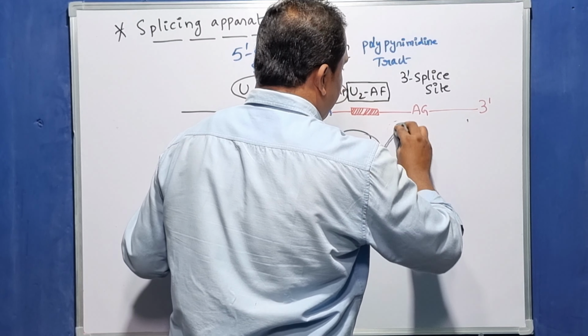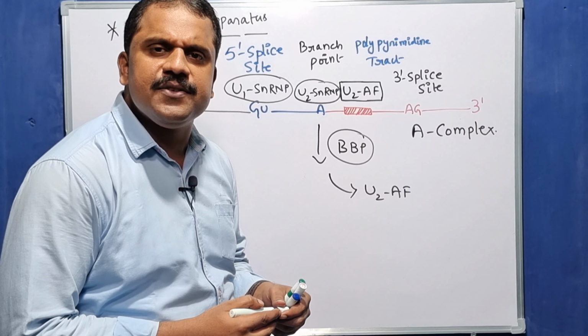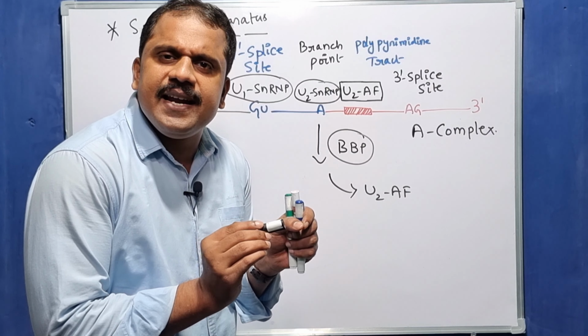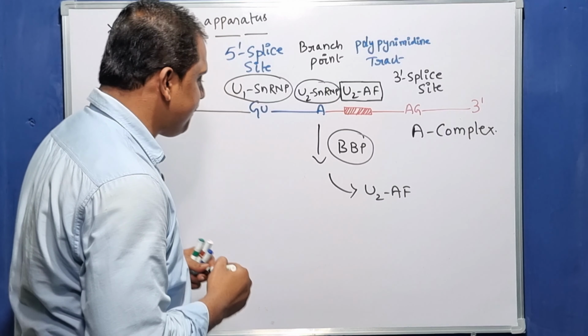After the successful formation of the A complex, in the very next step, the U2AF factor, which was initially recruited to the polypyrimidine tract, successfully dissociates from its respective site. Once the U2AF factor dissociates, some more snRNPs like U4 snRNP, U5 snRNP and U6 snRNP come into the picture. Is it clear?